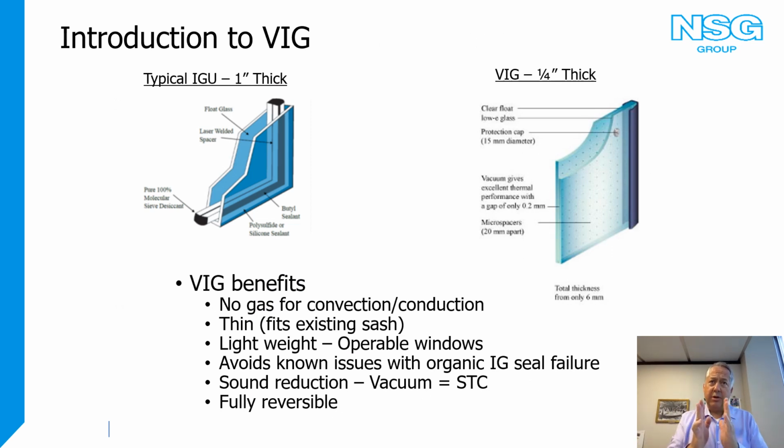So VIG is typically the same two pieces of glass that get used in an IGU, but instead it's very, very thin and very highly insulating. The key benefits: because there's no gas, you get rid of the convection and conduction component of heat transfer. It's thin, so it fits existing sash. It's lightweight, so in operable windows, you take out a 1/4 inch glass, you put in a 1/4 inch VIG, and you don't have to change the weights. It avoids some known issues with the organic seal material, and I'll talk about that on the next slide. It's got good sound reduction values because a vacuum also doesn't transmit noise, and it's fully reversible if you're doing it in existing windows.